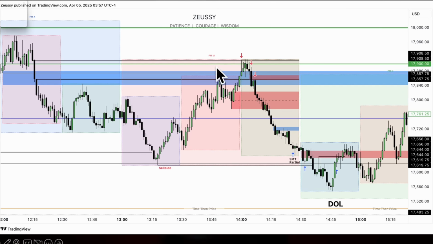Do you see that blue shaded box of that CB? Do you see what gets created when we reprice away from that? Do you see this red shaded box? That's a smaller CB.